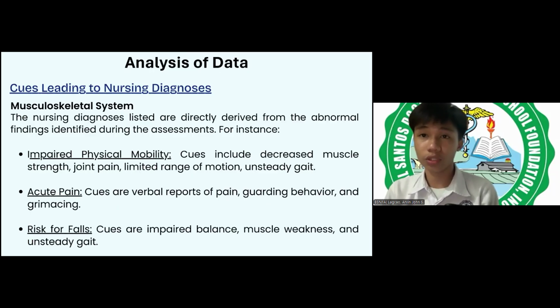For the cues leading to nursing diagnosis for the musculoskeletal system, the nursing diagnoses listed are directly derived from the abnormal findings identified during the assessments. For instance, for impaired physical mobility, cues include decreased muscle strength, joint pain, limited range of motion, and unsteady gait. For acute pain, cues are reports of pain, guarding behavior, and grimacing. For risk for falls, cues are impaired balance, muscle weakness, and unsteady gait.